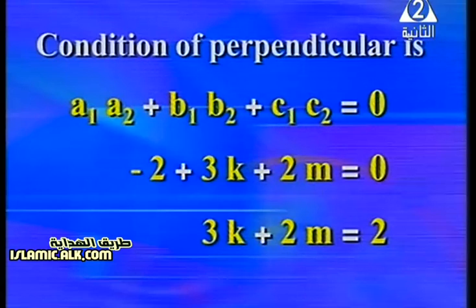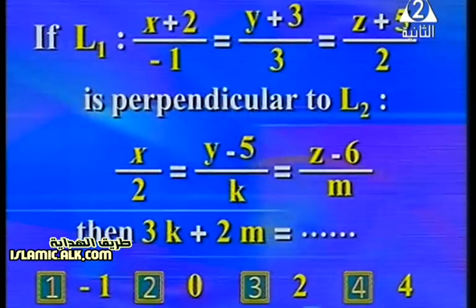Dear student, if we have two straight lines perpendicular, what is the condition of perpendicular? The coefficient A1 times A2 plus B1 times B2 plus C1 times C2 equals 0. By substitution of A1, A2, B1, B2, C1, C2, we know that negative 2 plus 3k plus 2m equals 0. Then 3k plus 2m equals 2. Then the correct answer is 2.